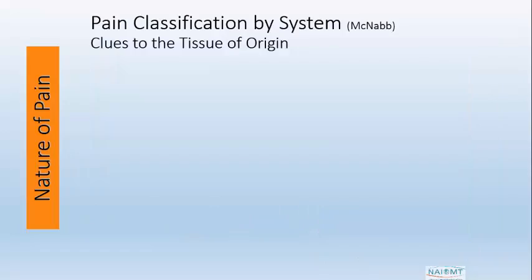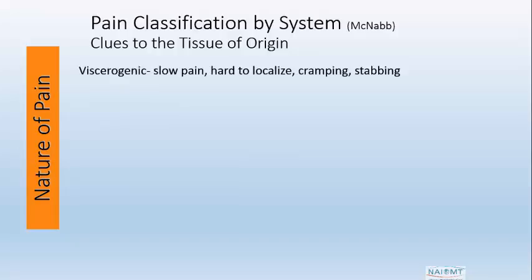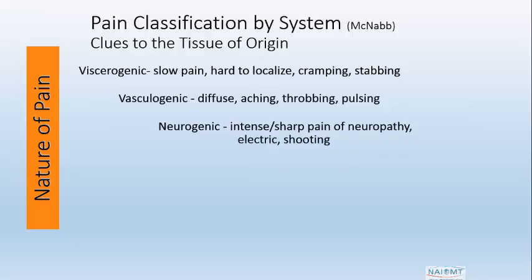Ian McNab classified pain according to the system that was involved. This can be a clue as to the type of tissue which is producing the pain. Viscerogenic is quite difficult to localize and may have a cramping, diffuse nature to it. It does not move rapidly. Vasculogenic pain is also diffuse and aching, but tends to have a pulsatile nature to it. Neurogenic is that sharp shooting pain, electric in nature. Psychogenic is described with affective terms such as annoying, dreadful, terrifying, and as said before, is no longer a DSM acceptable diagnosis.